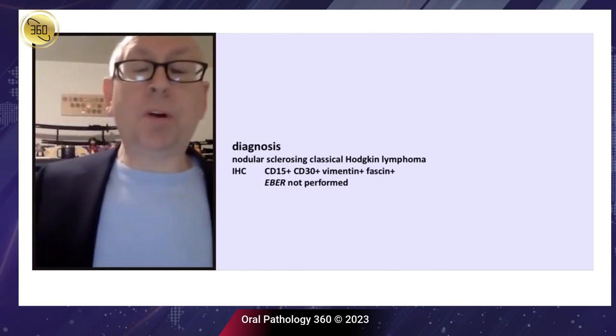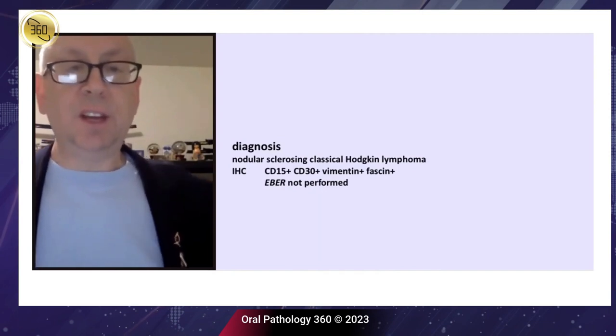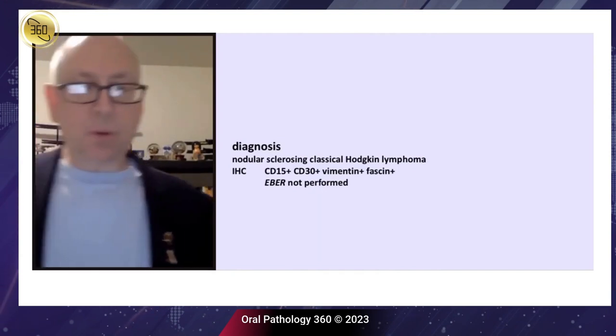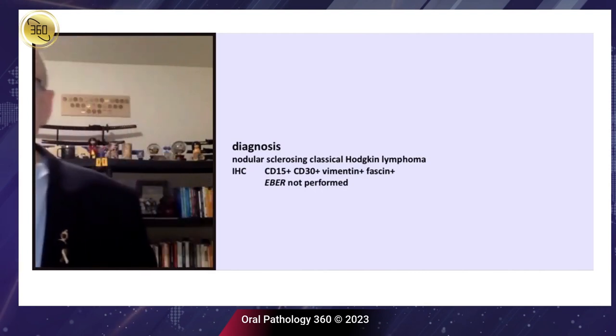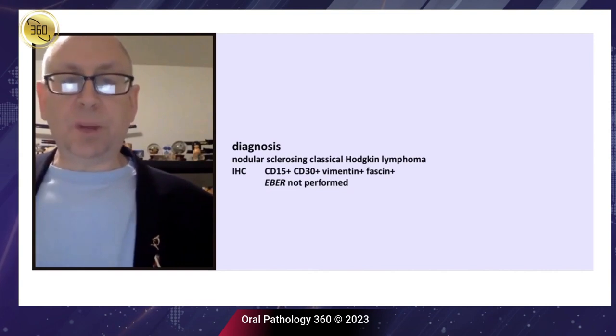But if you do an EBER on these cases, these Hodgkin's cases very commonly have an EBV association. So why am I showing you a Hodgkin's lymphoma? Because that is one of the lymphomas that shows up somewhat commonly in the head and neck. So that's a lymphoma case.